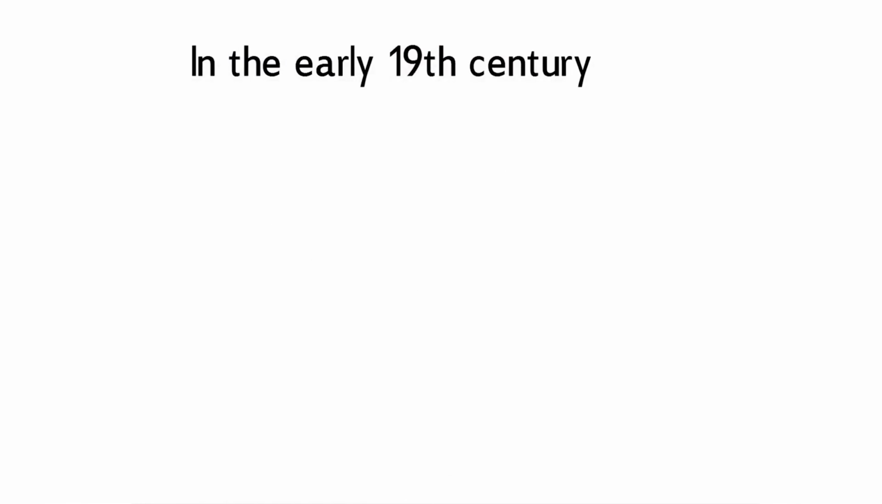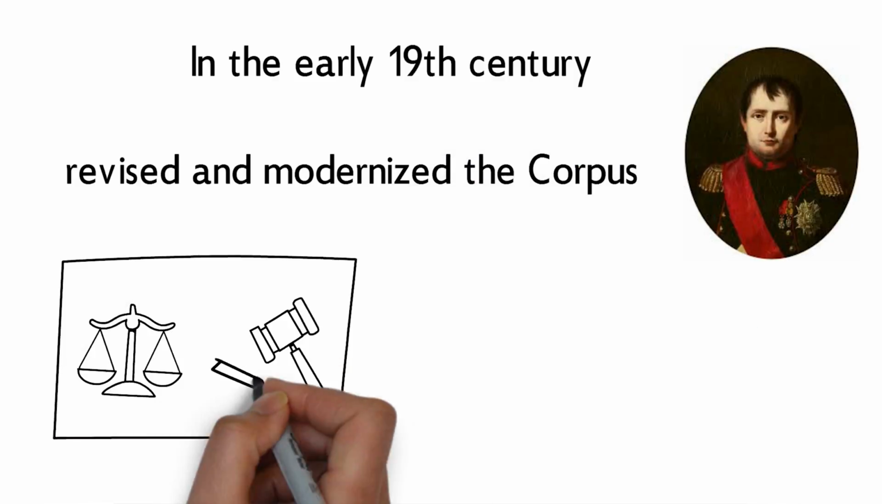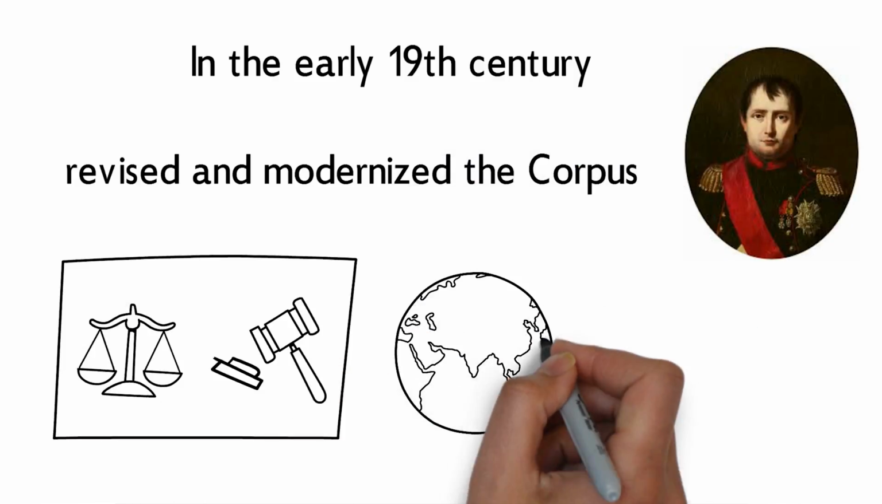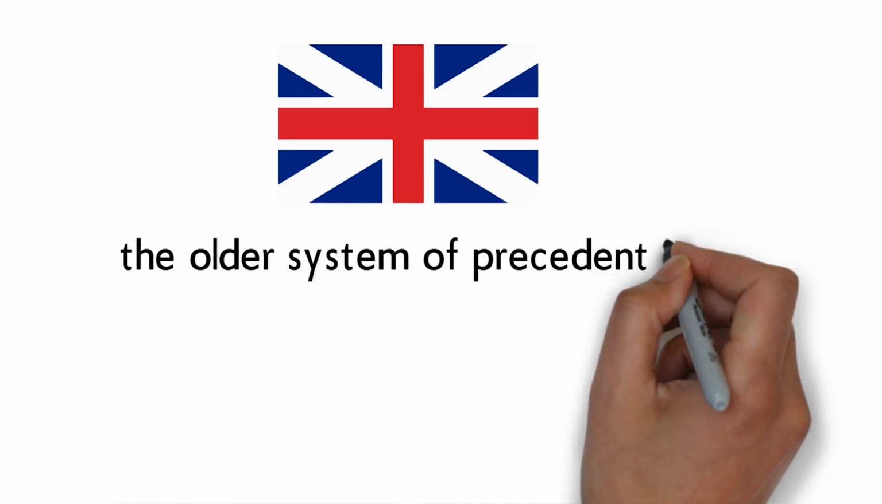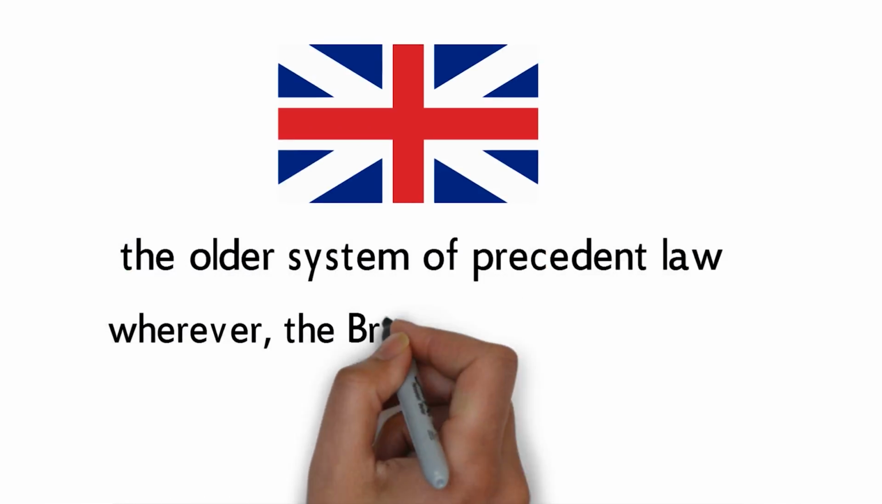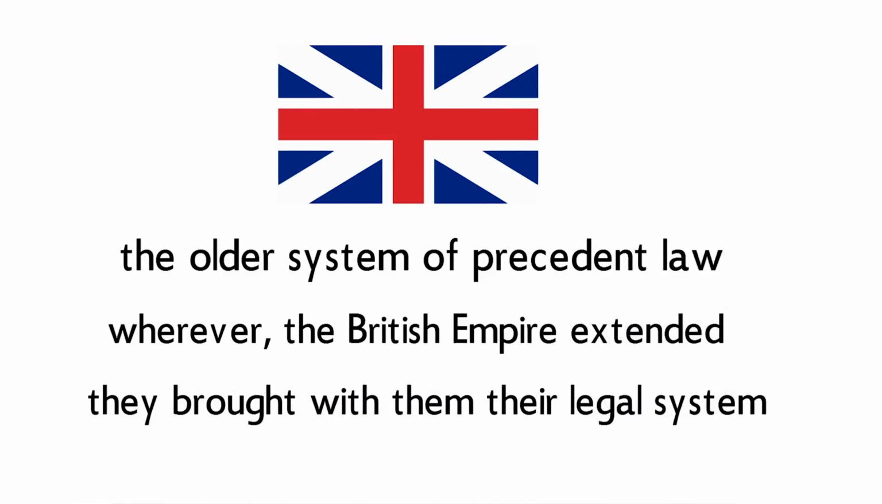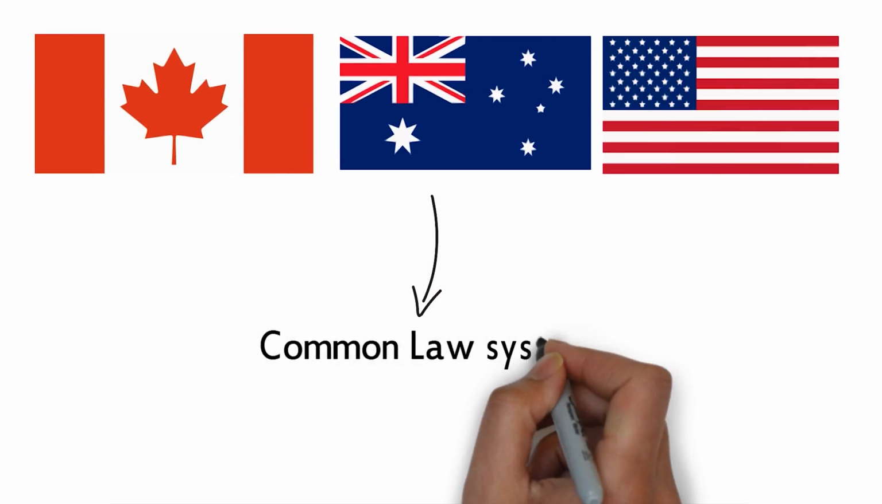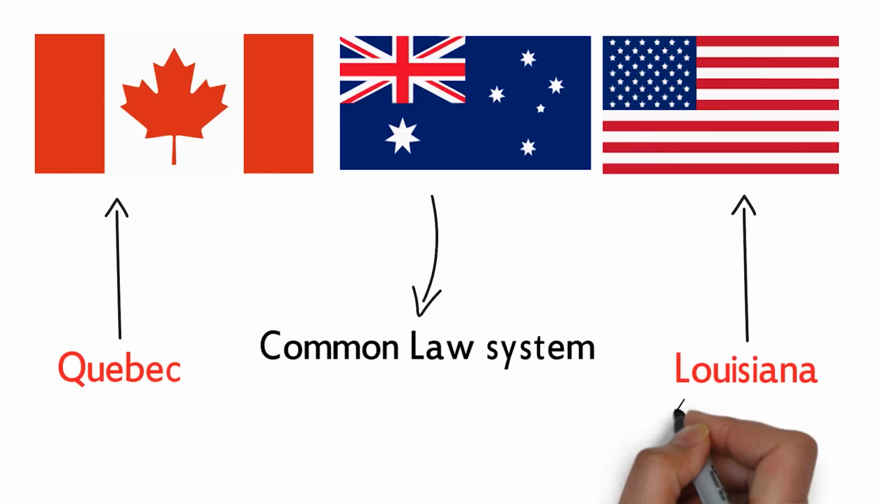It was so well received that it became the law of Western civilization. In the early 19th century, Napoleon Bonaparte revised and modernized the corpus, and it became the model of law for Europe and around the world, except for England. England, for whatever reason, decided to stick with the older system of precedent law. So wherever the British Empire extended, they brought with them their legal system. That's why the USA, Canada, Australia follow common law systems, except Louisiana in America and Quebec in Canada that follow more Roman law system.